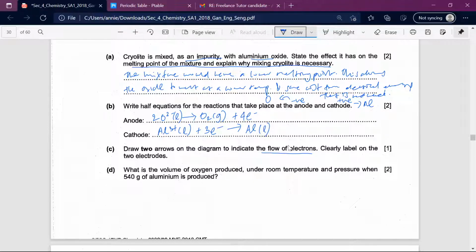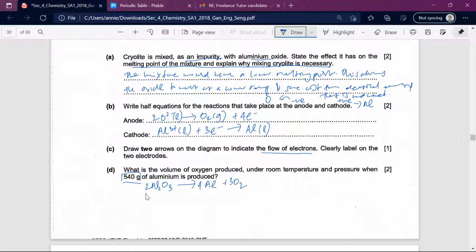What is the volume of oxygen produced under room temperature and pressure when 540 grams of aluminium is produced? Okay, so first we write the overall equation, right? We have aluminium oxide, which is Al2O3, because O has a 2 minus charge and aluminium has a 3 plus charge. So to balance it out, we have 2 of aluminium, 3 of oxygen, producing aluminium and oxygen gas. So let's balance this out. Put 2 here and 4, and 3 here.